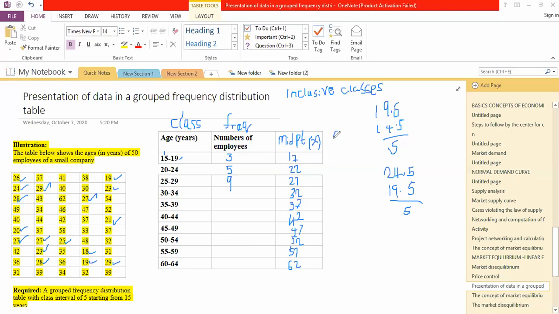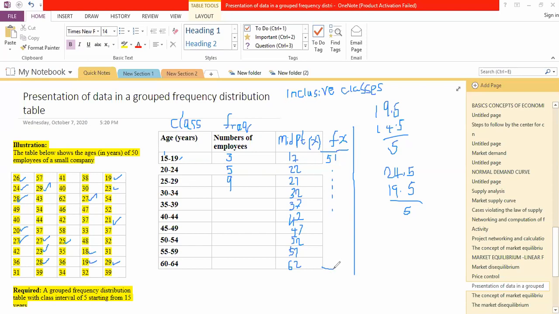You will construct a column known as f of x, the frequency multiplied by the corresponding midpoint. For example, what is 3 by 17? 51. And you do that until you are able to exhaust all the data given.